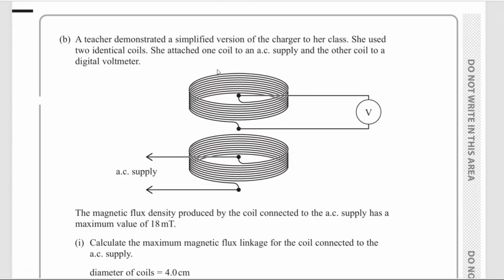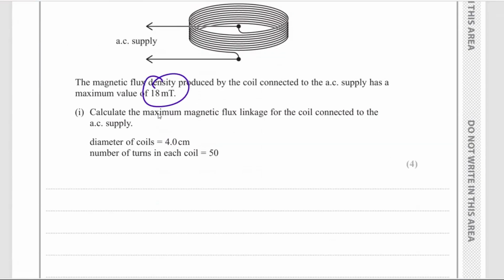Now you've got the B part. A teacher demonstrated a simplified version. The flux density produced by the coil connected to the AC supply has a maximum value of 80 millitesla. You've got this maximum value of the magnetic field. Calculate the maximum magnetic flux linkage for the coil connected to the AC supply. You've got the diameter of the coil, and you've got the number of turns in each coil. So we're going to calculate the maximum magnetic flux linkage.